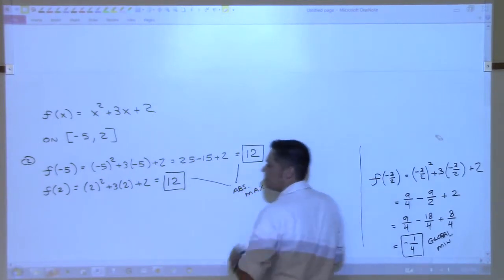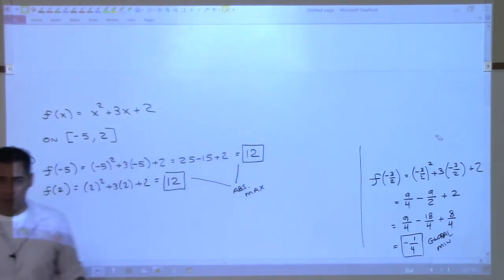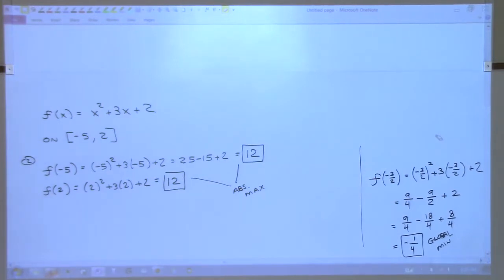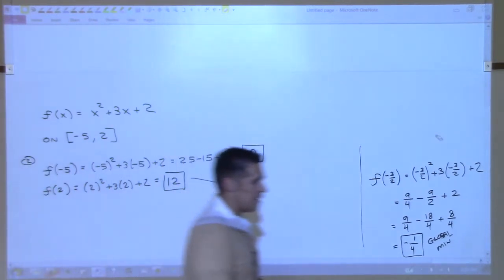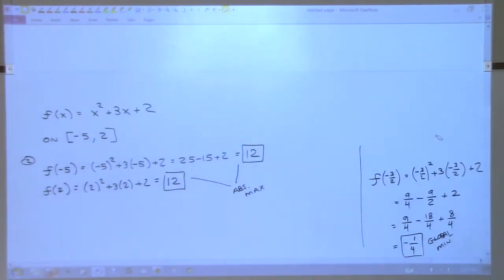But that absolute maximum happens to occur at 2 places. That's not important. The important part is that it's 12. But it's occurring at both endpoints. And that's just the way I picked it. I didn't mean for that to happen. I just got lucky, I guess.